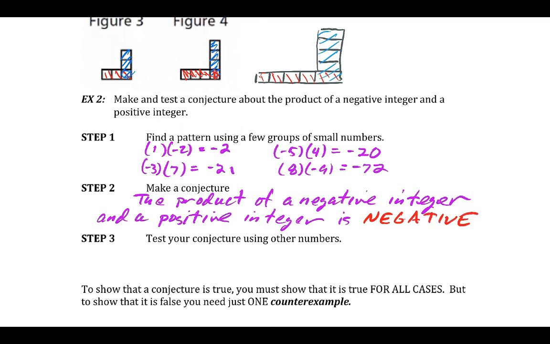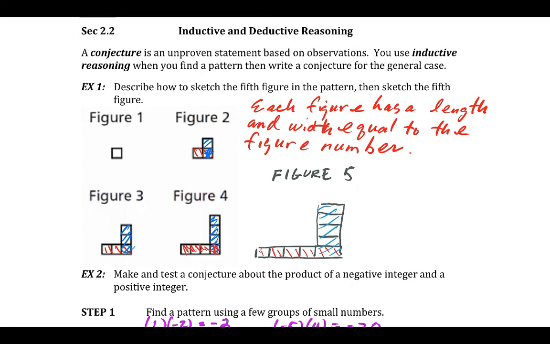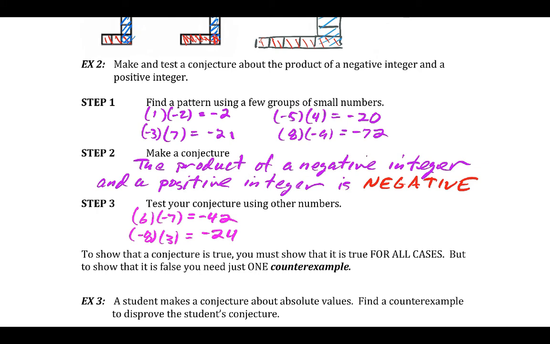Then they say, once you make your conjecture, just do a couple more. So how about 6 and negative 7? We would expect that to be negative. Plug it in, you'd get negative 42. How about negative 8 and positive 3? That'll give us negative 24, and so on. So you can see that it is doing exactly what we're asking it to do. All right, and your conjecture is true. Remember, this is inductive reasoning because you are finding a pattern.